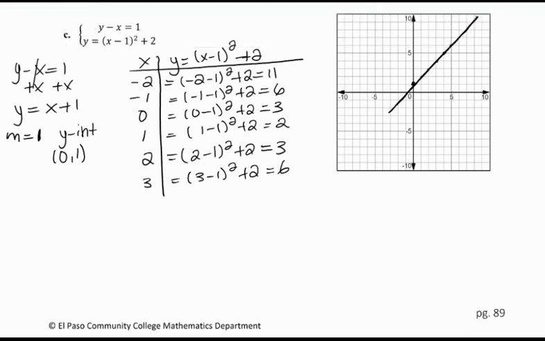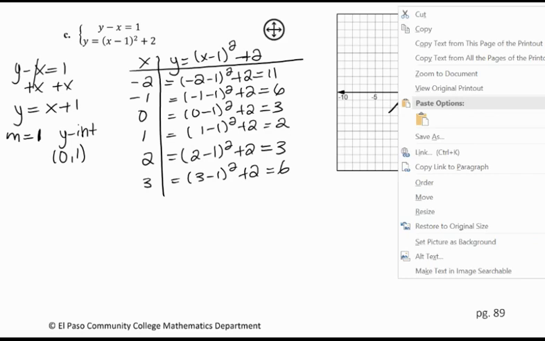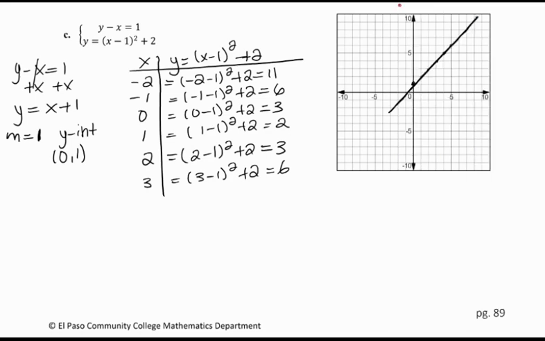Let's plug in those numbers. So we have -2 comma 11. -2 comma 11 is actually somewhere here. And then we have -1 comma 6. So -1 comma 6 right here. 0 comma 3 right here. 1 comma 2. 2 comma 3. And 3 comma 6.